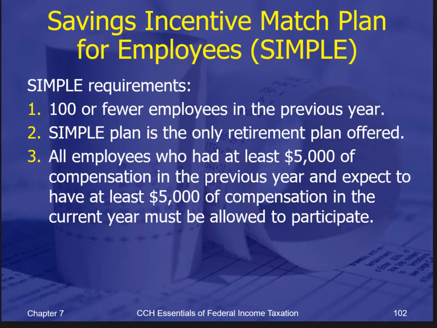But you can't have this if you're a big company. All right, it can be the only one you do, and you have to cover everybody that made at least $5,000, and you expect to make $5,000, which is a little higher than the SEP plan was $600, but still not a lot of money. Pretty part-time folks are going to make $5,000, so you end up covering a lot of folks if you have employees, most everybody.